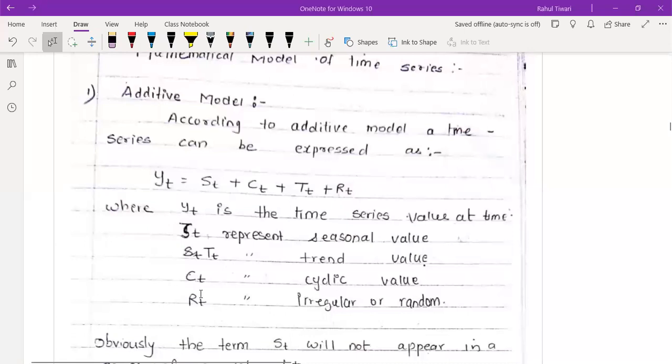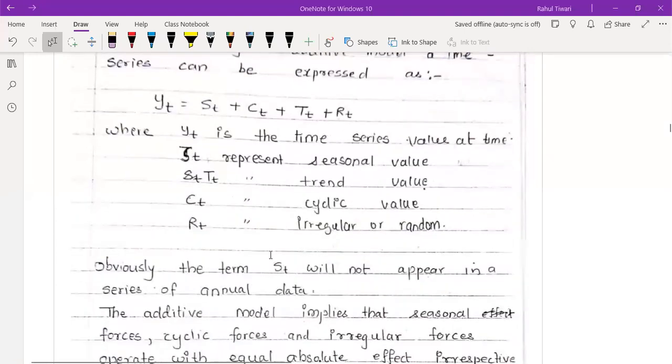Ct is called cyclic variation, okay? And Tt is called trend. St represents the seasonal value, Ct represents the cyclic value, Tt represents the trend value and Rt represents the irregular or random error. So this is basically called an additive model because you have added all the components.